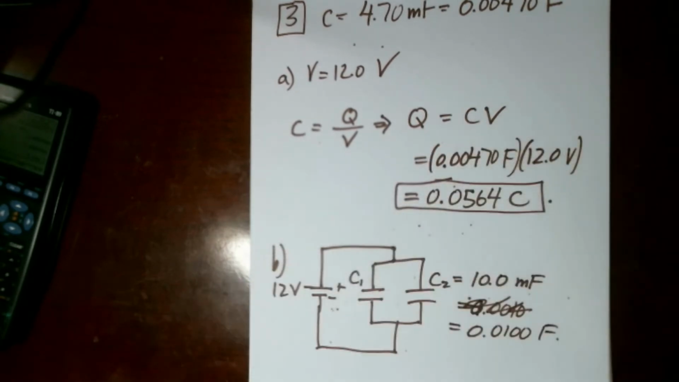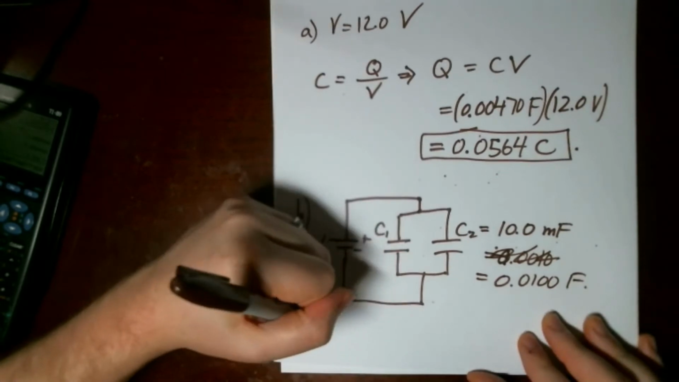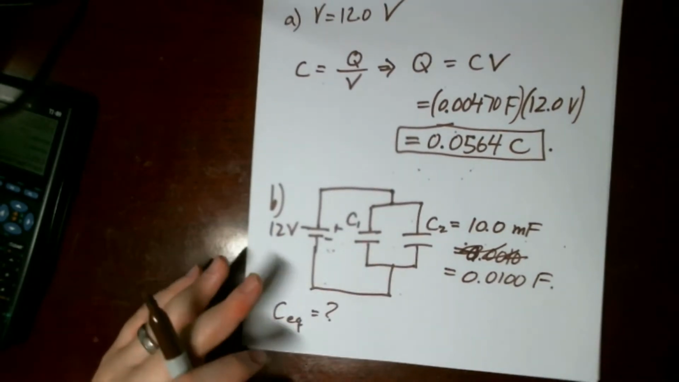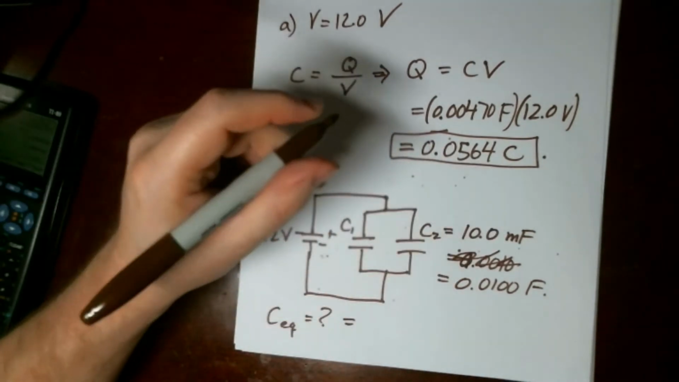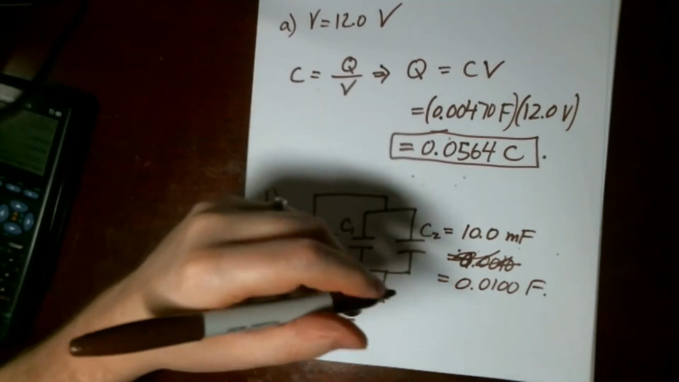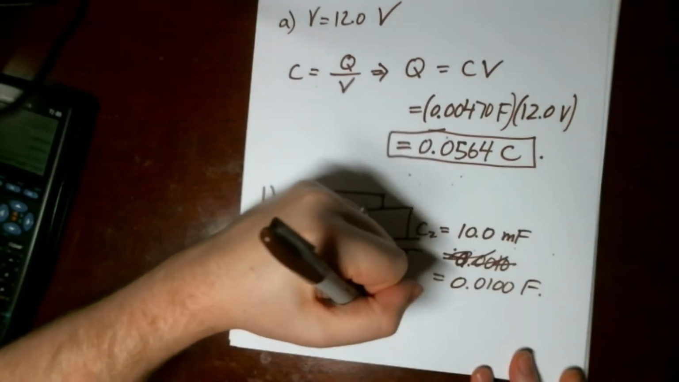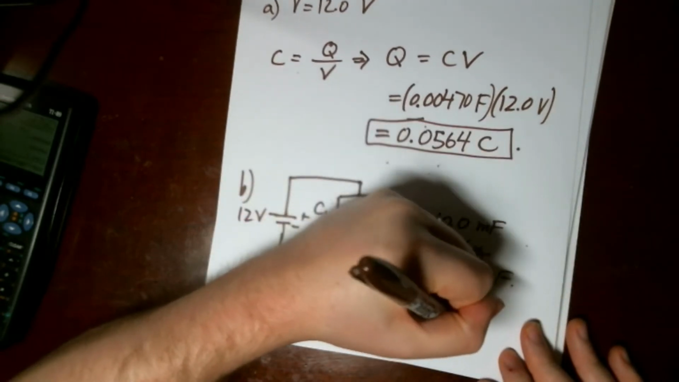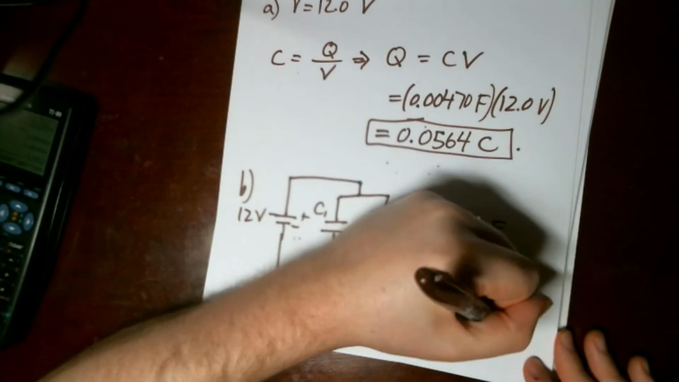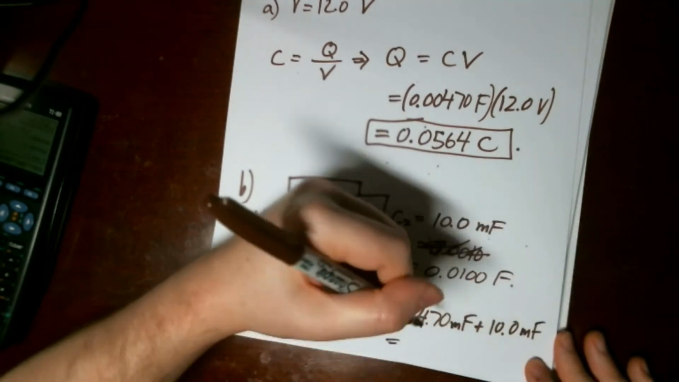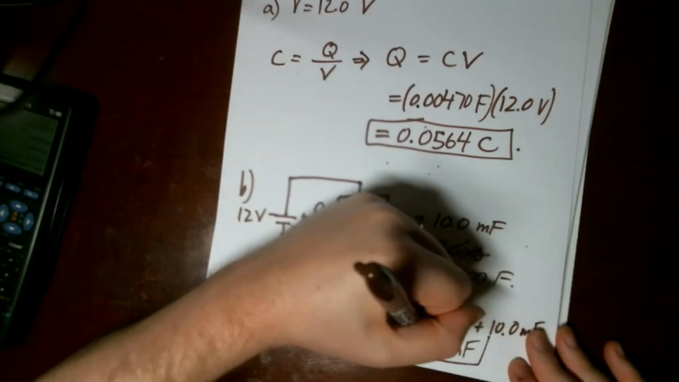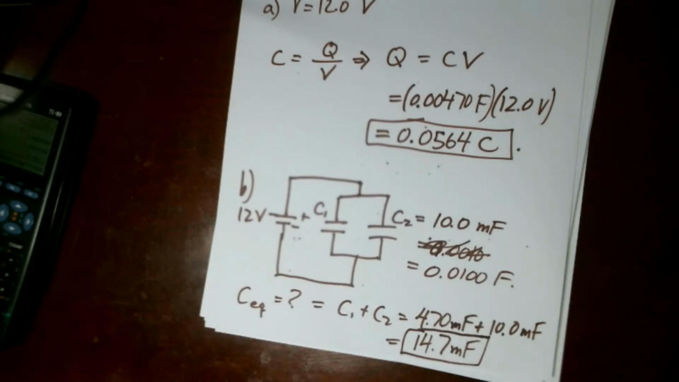0.0100 farads. And we want to find the equivalent capacitance of this system. So we need to work out what the capacitance is of this parallel branch, where we have two capacitors connected in parallel. Well, it turns out that the equivalent capacitance of two capacitors in parallel is just the sum of the capacitances. So our equivalent capacitance should just be C1 plus C2, which is going to be 4.70 millifarads plus 10 millifarads, and so we'll get an equivalent capacitance of 14.7 millifarads. You'll note here that I didn't actually convert to farads, I just worked with millifarads.